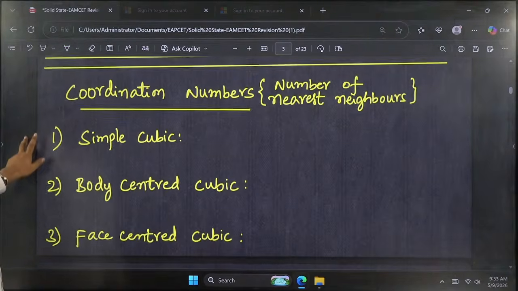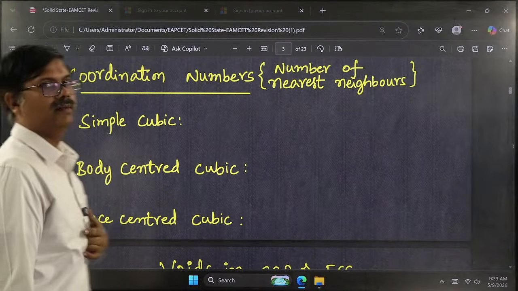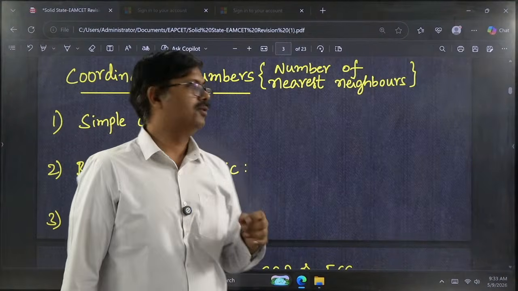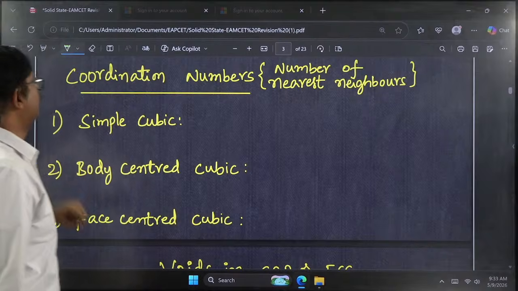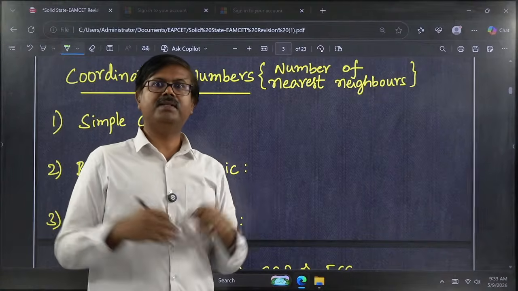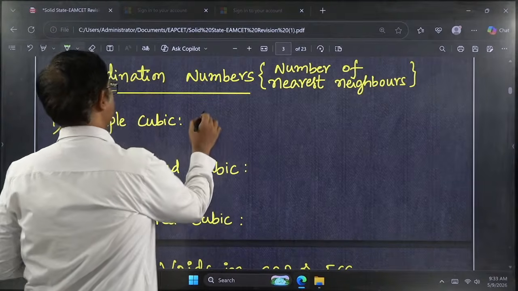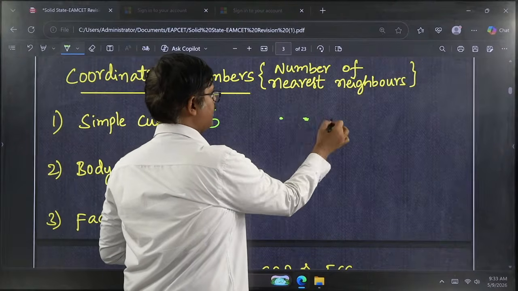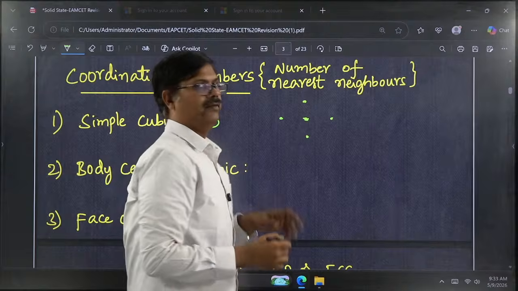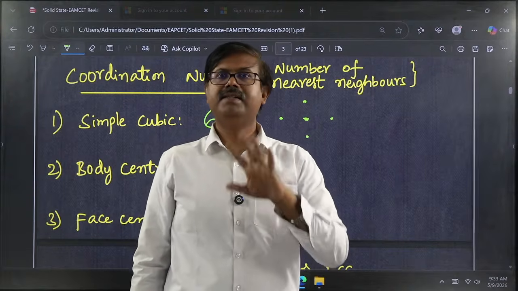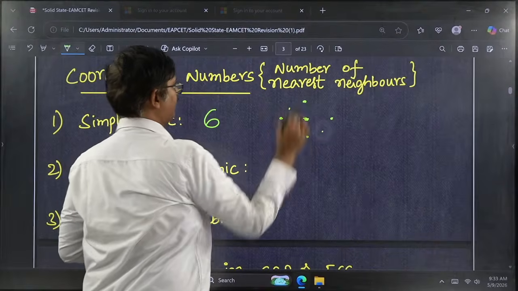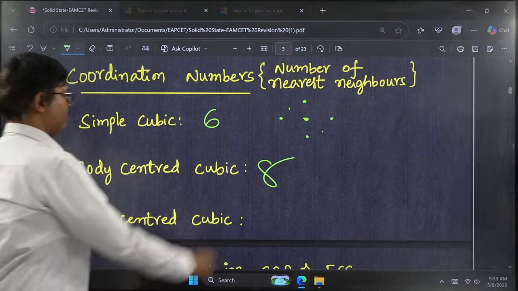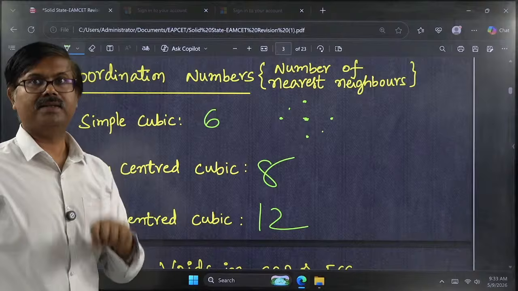Next, one more area where you will get questions is coordination number. Means what? Number of nearest neighbors to the atom. So here in simple cubic, how many nearest neighbors are there? There will be 6 nearest neighbors. For example, if there is an atom, left side, right side, top, bottom, front, back, like that, 6 nearest neighbors will be there. Anyway, just remember the number. Body centered cubic will be 8, face centered cubic will be 12 nearest neighbors.